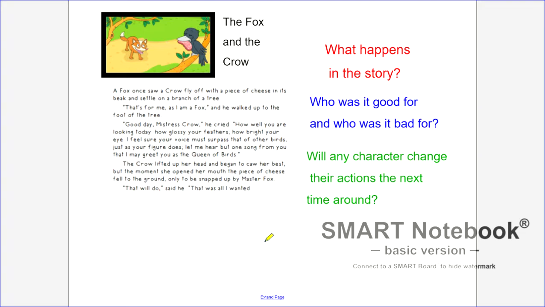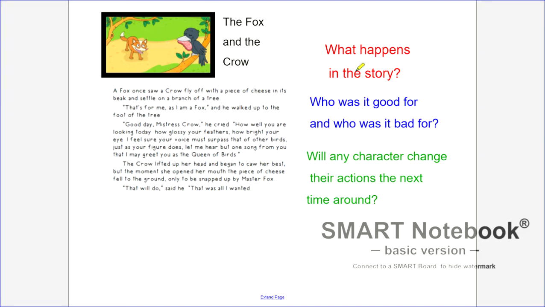The Fox and the Crow. A fox saw a crow fly off with a piece of cheese in its beak and settled on a branch of a tree. "That is for me, as I am the fox." And he walked up to the foot of the tree. "Good day, Mistress Crow," he cried. "How well you are looking today! How glossy your feathers are! How bright your eye! I feel sure your voice might surpass that of other birds, just as your figure does. Let me hear but one song from you, that I may greet you as the Queen of Birds."